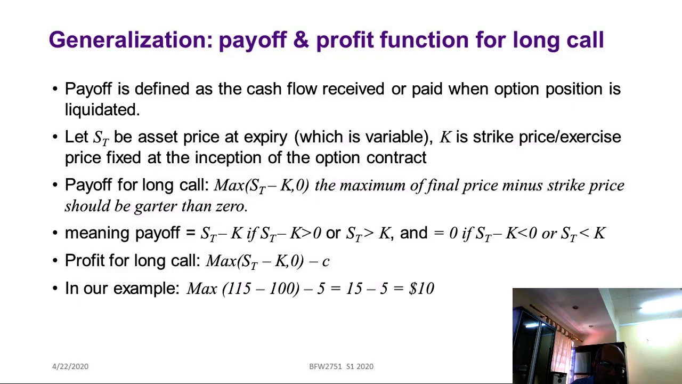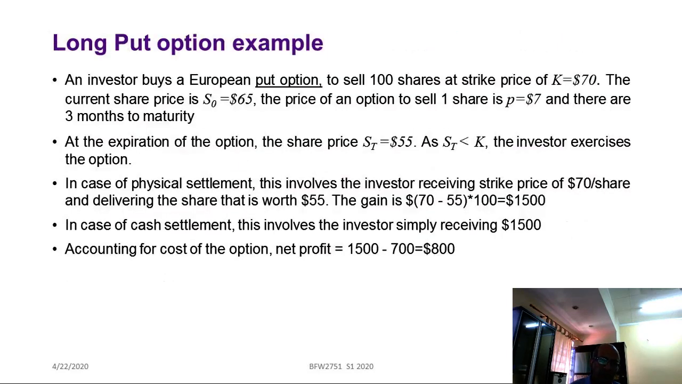Profit for a long call is the maximum of ST minus K. That is the gross part of it. Then you subtract the cost, and it becomes the net. In our example, the exercise value was ST 115 minus K 100, which gives you $15. But you must not forget the cost you paid, the premium of $5. So 15 minus 5 is $10. That's what I told you earlier. You get it now clearly? Okay.